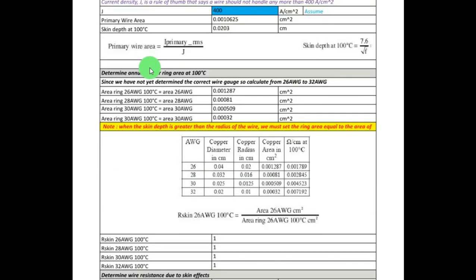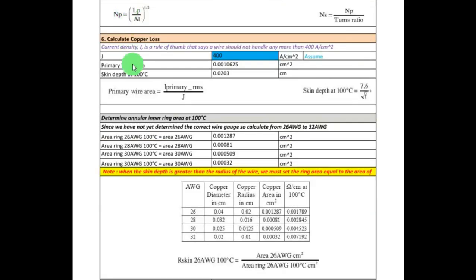Now how will you calculate the copper loss? The current density J is a rule of thumb that says a wire should not handle any more than 400 ampere per square centimeter. So J is your current density. Now you can calculate the primary wire area, and you can also calculate the skin depth at 100 degrees centigrade.